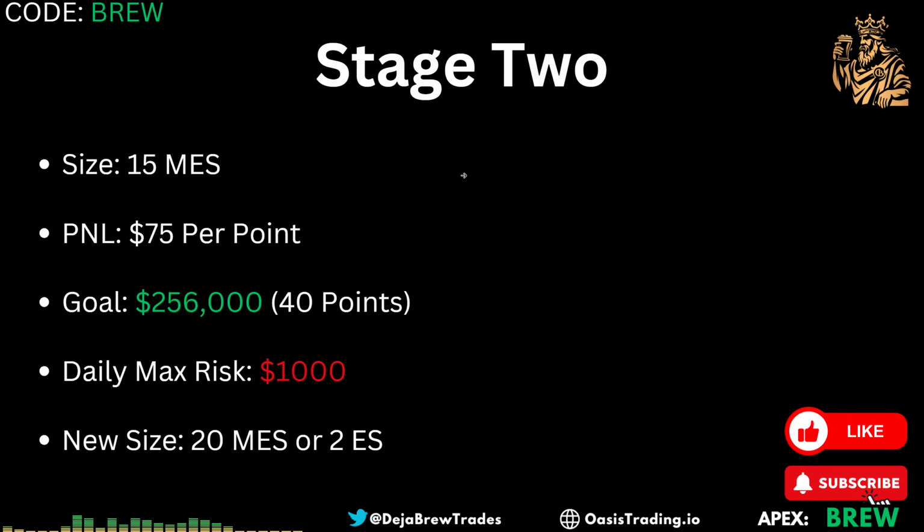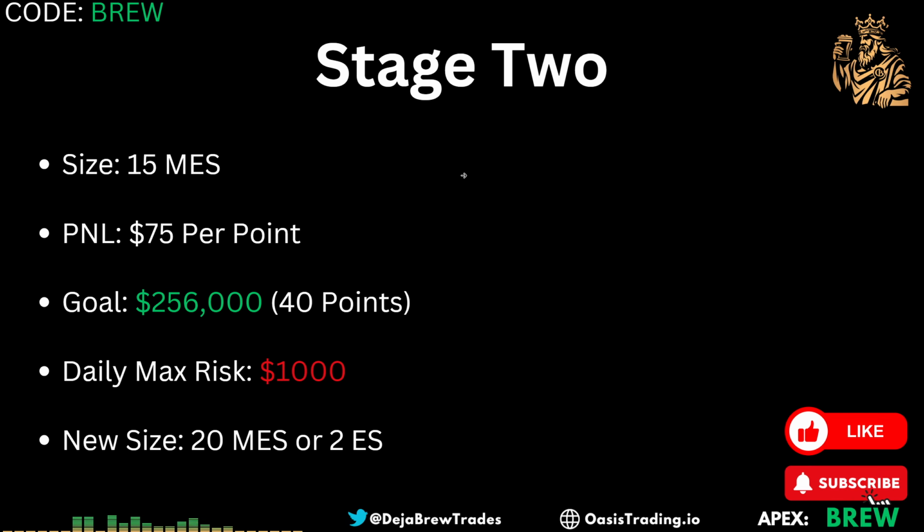Okay, so going back to the sizing guide here, stage 2, 15 MES, $75 a point. Same target, $3,000 to hit that goal of 256,000. That's a total of 6,000 after we opened the account, right? That's going to be 40 points. Same daily max risk, $1,000.